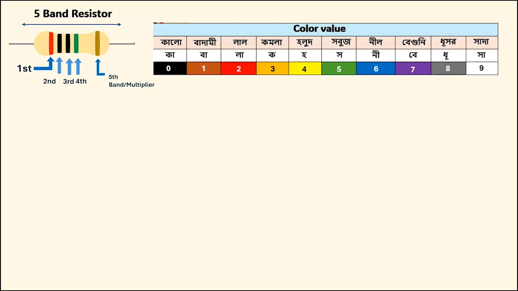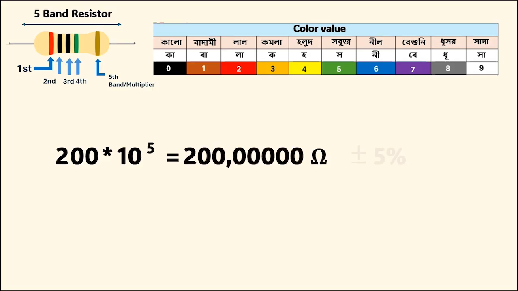A question may arise in the minds of many people: the multiplier band was band number 3 in the previous resistors, so why is it now band number 4? Actually, the multiplier band is the band just before the tolerance band. After setting the values and calculating, we can see a result, that is 2 crore ohms, and the tolerance is plus or minus 5%.